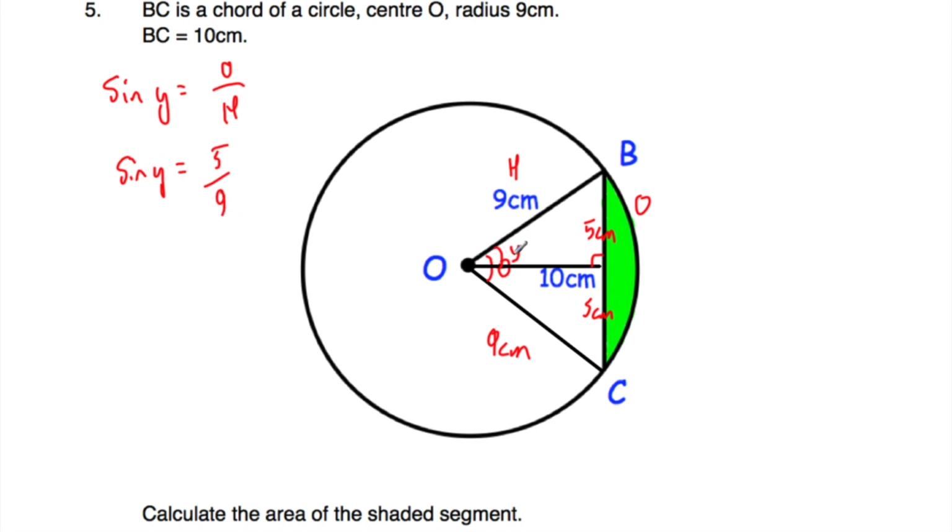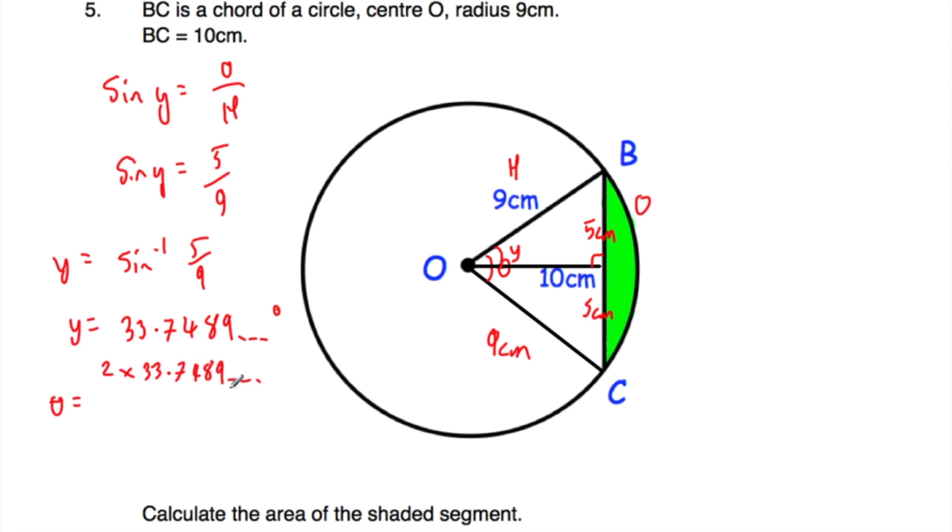This angle is obviously not equal to 5/9, so we need to do the inverse sine. Y is going to be equal to the inverse sine of 5/9. And if we do shift sine on our calculator, so press shift sine and then type in 5/9 and press equals, that gives us that Y is equal to 33.7489 and so on degrees. Now that's the size of angle Y. We want to double it to find beta, so beta will be equal to 2 times 33.7489 and so on. If we multiply by 2, we get 67.49797719 degrees.